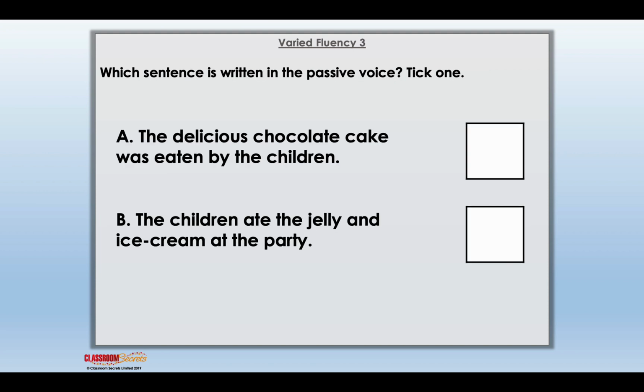Which sentence is written in the passive voice? Decide on one. The delicious chocolate cake was eaten by the children. The children ate the jelly and ice cream at the party. Did you get it? How were you able to identify it? The two words was eaten? Or our clue there?